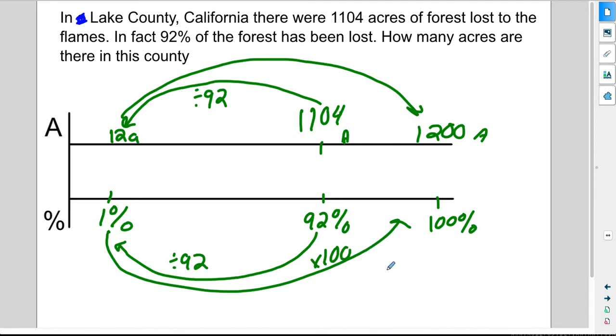So again, we're going to want to write there are 1,200 acres. I'm just going to put A for acres in Lake County.